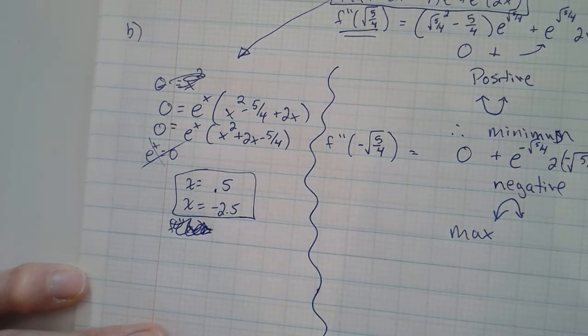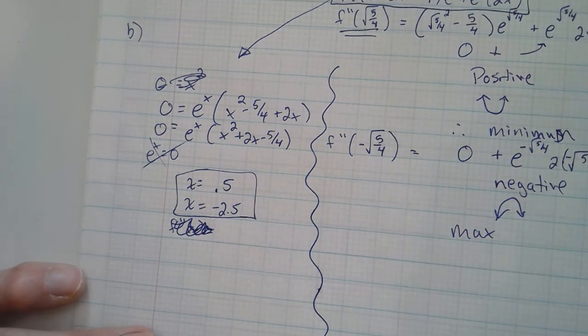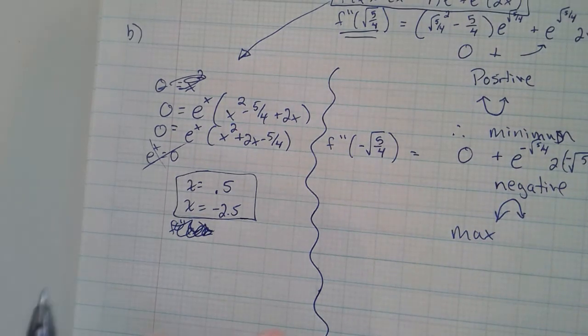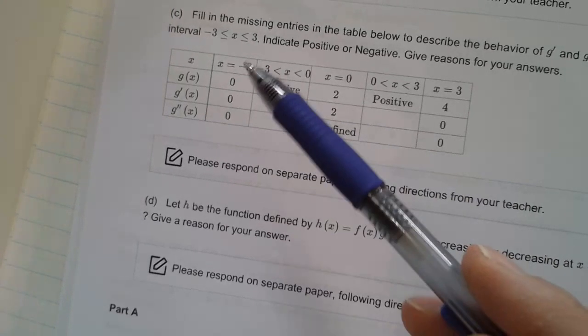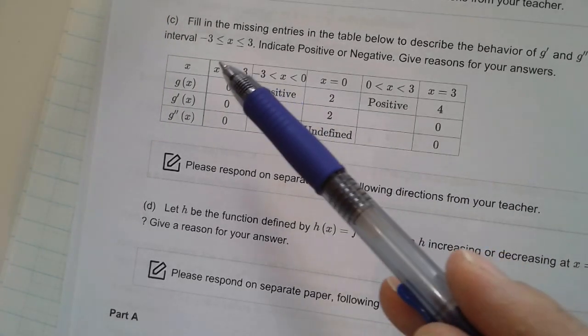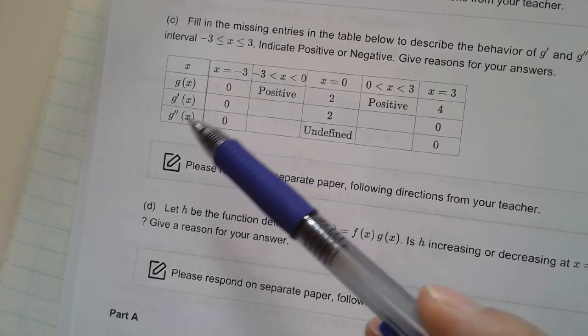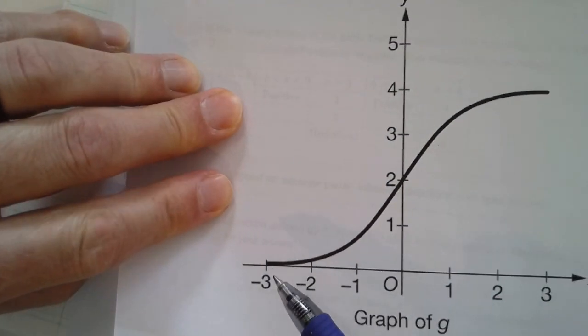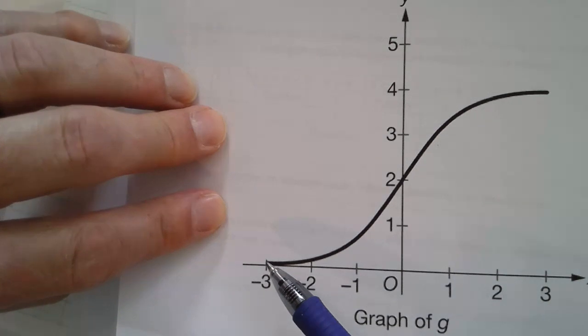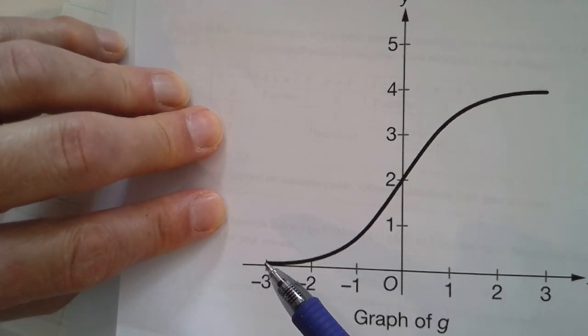All right, part C. So we're now looking at G. We're done with F stuff for now. So looking at G, we've got a table. Here's our table given to us. And at x equals negative 3, G is 0, G prime is 0, and G double prime is 0. So G of negative 3 is 0, that's the y value.